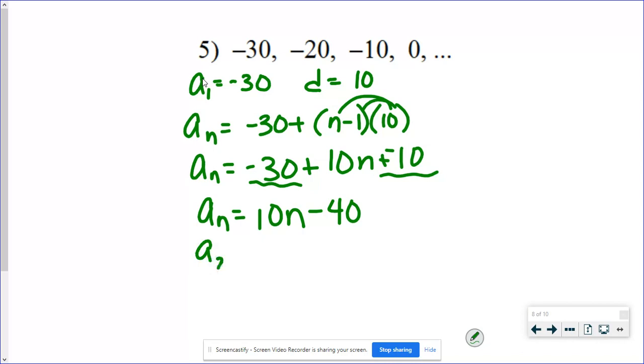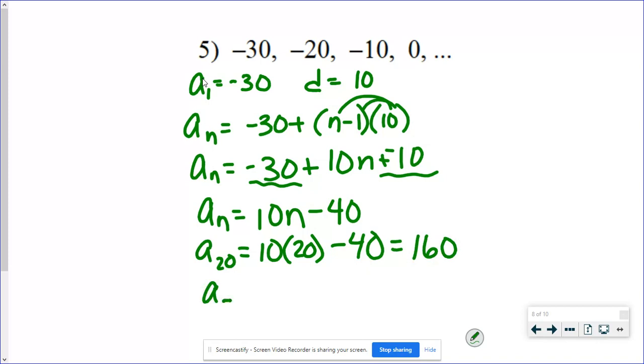The 20th term, 10 times 20 is 200. 200 minus 40 would be 160. And the 50th term would be 10 times 50, which is going to be 500. 500 minus 40 is going to be 460.